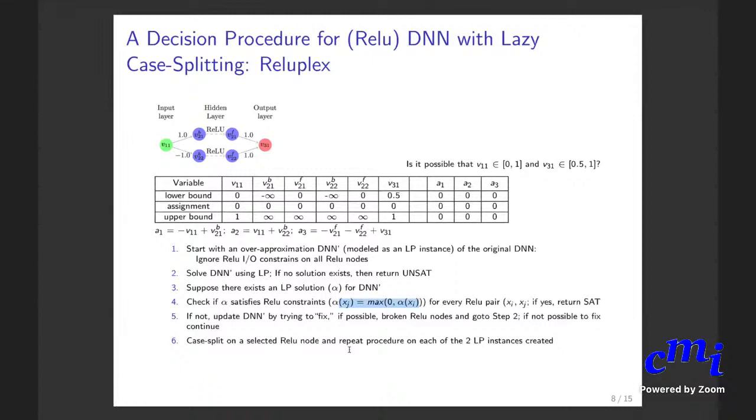In the worst case, it tries to delay the case splitting as much as possible to see if you can get some solution by throwing away some subset of the ReLU pairs. If you can get a solution while keeping only some of the ReLU pairs, then you don't need to do any case splits. Otherwise, you do case split when it is absolutely necessary. That is the idea. I will illustrate this on an example, which should hopefully make things clearer. But any questions here?